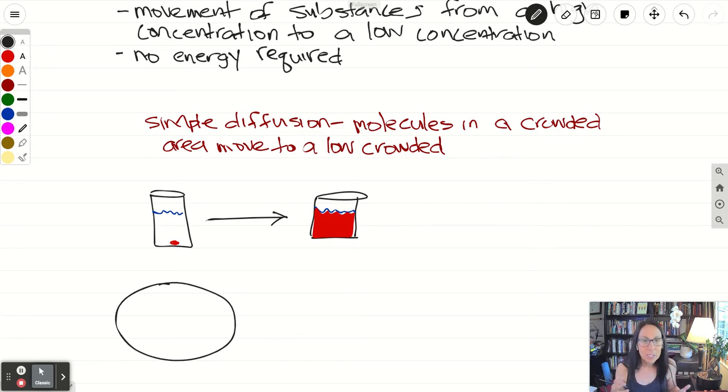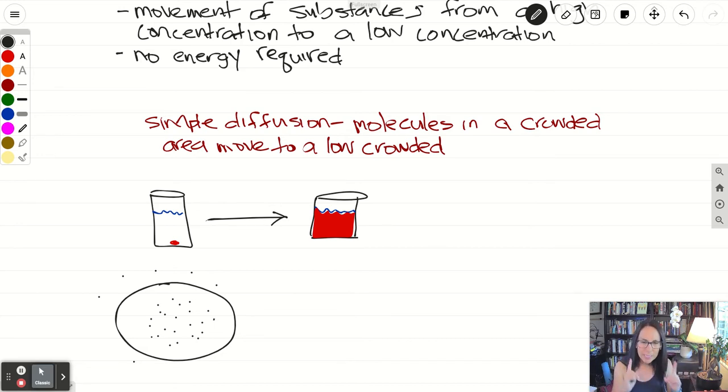But anyway, let's just say salt. And let's say that there's a cell here and there are some salt molecules inside the cell. And let's say there's a whole bunch. Okay. And let's say outside the cell, there's not very many salt molecules. So there's going to be this need for salt to move out of the cell.